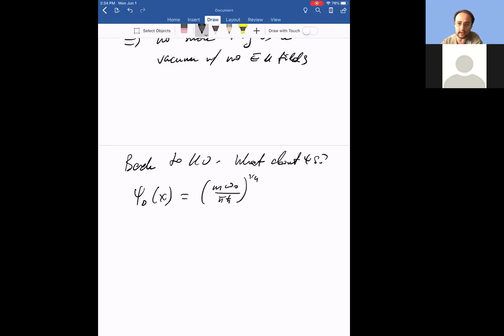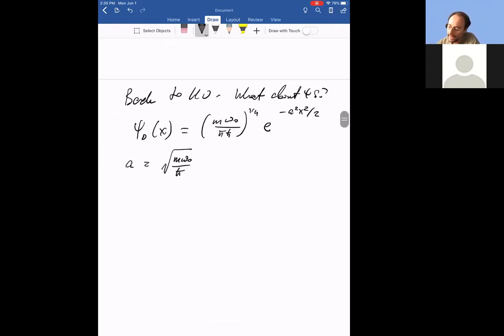So this is the ground state wave function, times e to the minus a squared x squared over 2, where a, some kind of characteristic width of this Gaussian, is given by m omega naught over h bar. This looks like a lot of constants, and I agree. It's basically a Gaussian, and it's already pre-normalized.